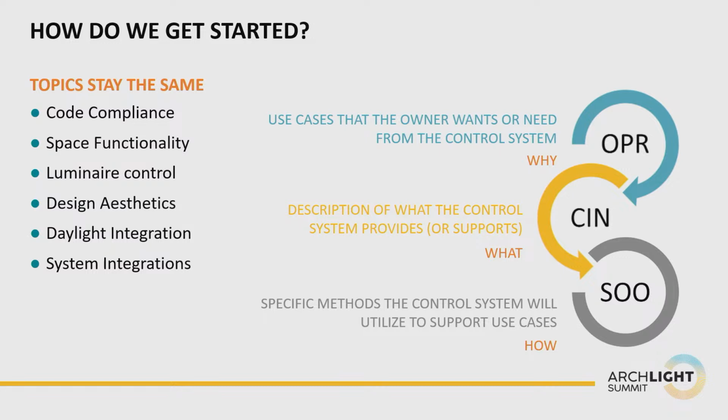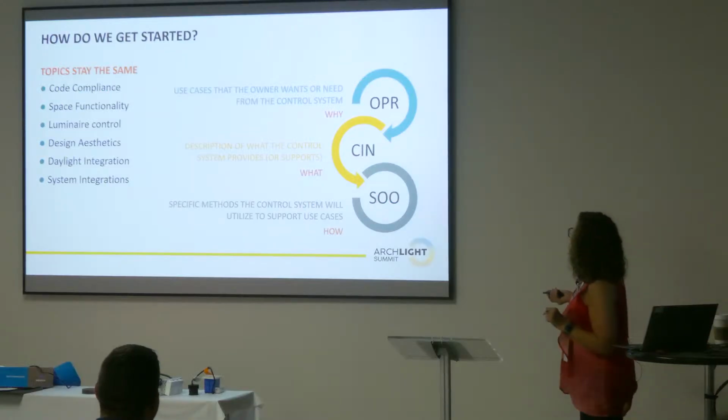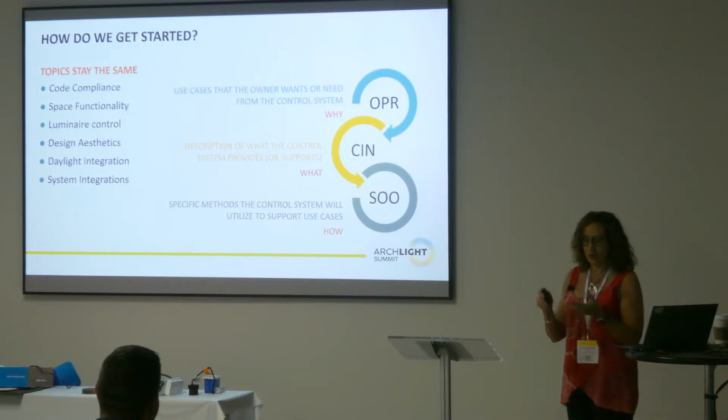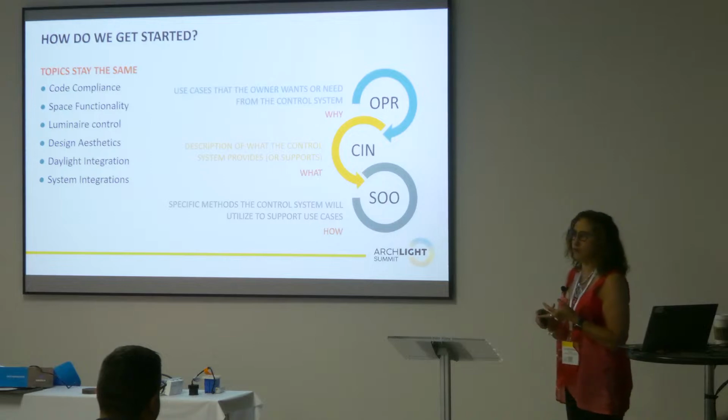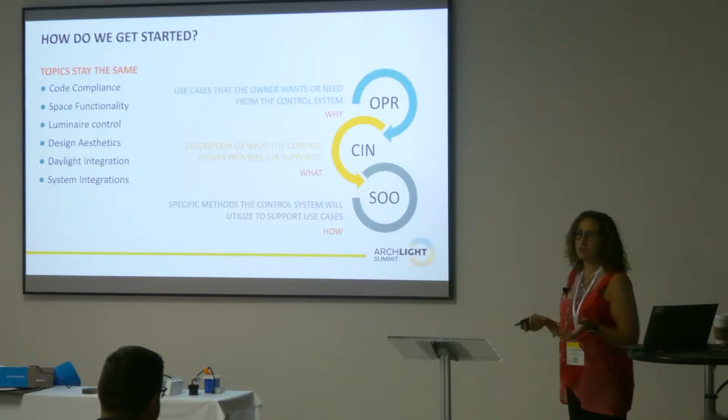The control intent narrative, as I said, is a description of what the system is going to do, written for Aunt Betty. And the sequence of operations are the specific methods, the controls protocol, the wired or wireless status of the system, and how this is going to work.